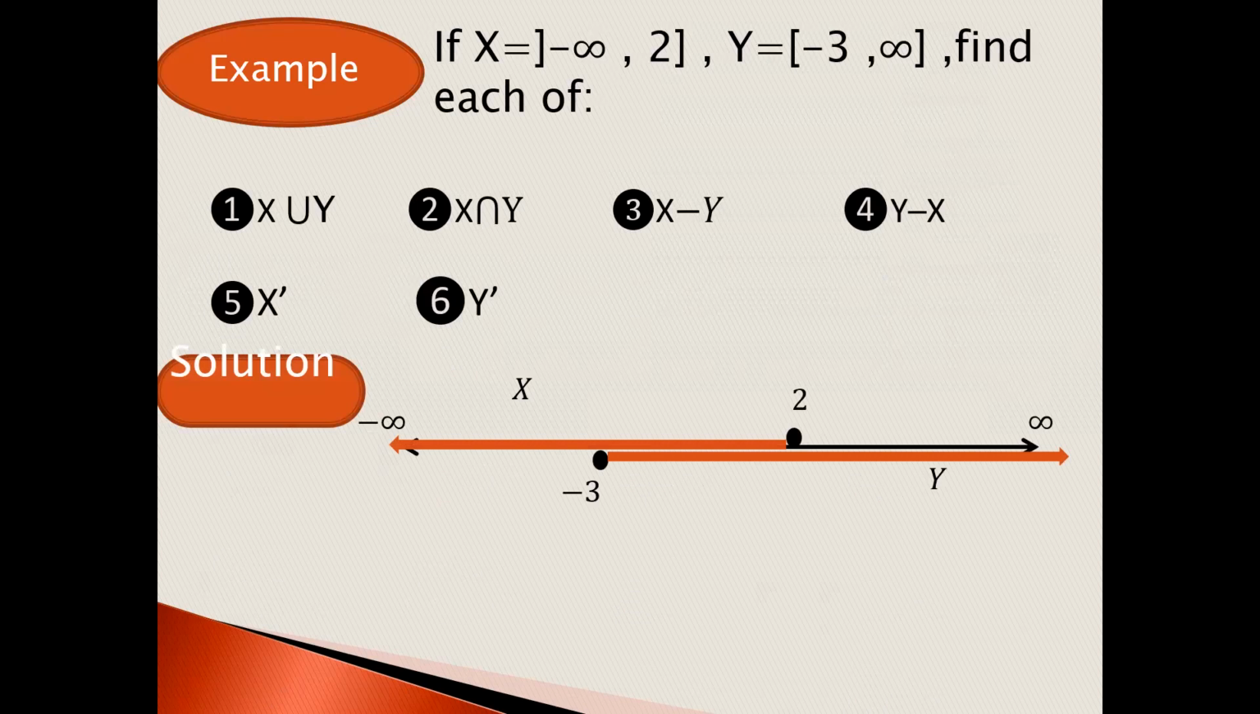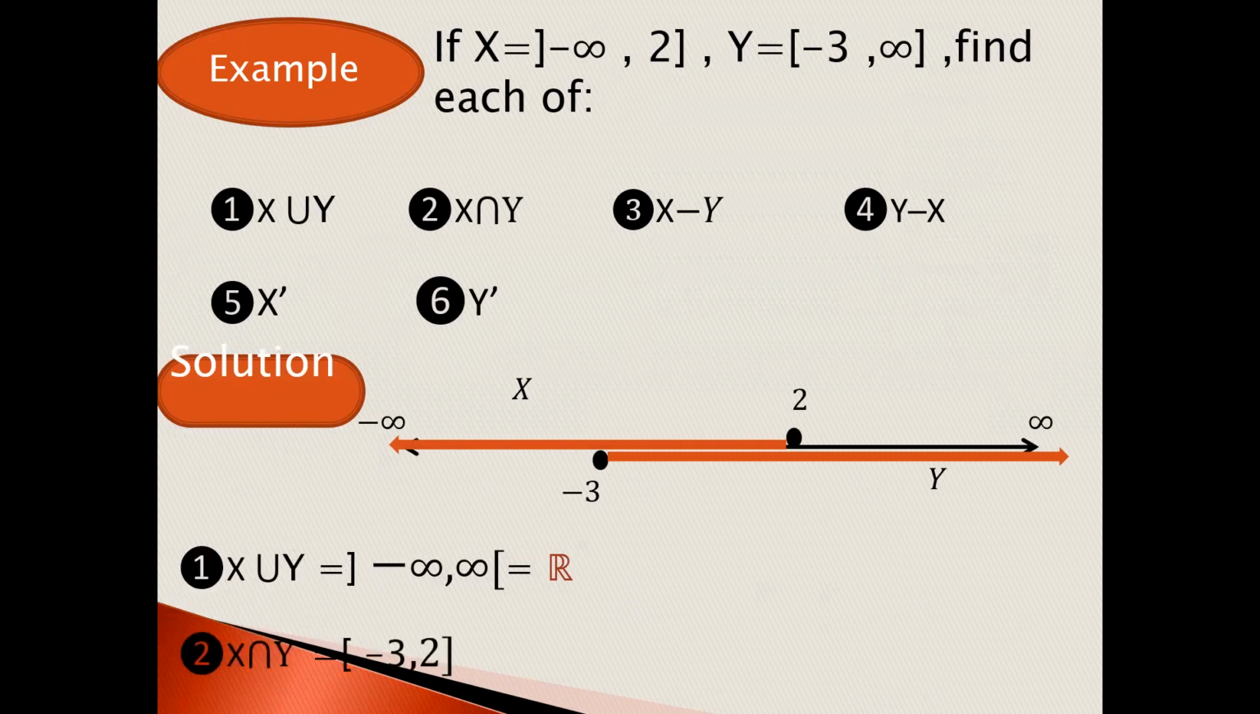Here first, I draw it as the number line. So X union Y. X union Y means that I want the numbers in X and the numbers in Y in one interval. So I take negative infinity and positive infinity. Why? Because I want the numbers in X and Y in one interval. So I take all the numbers. So it will be negative infinity and infinity. This means that I want R.